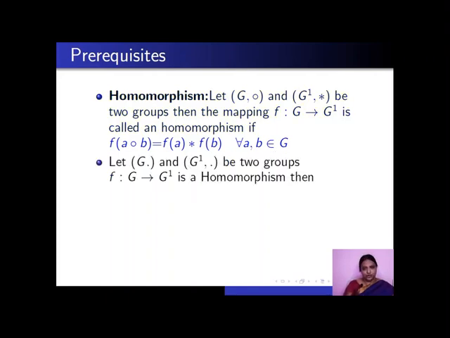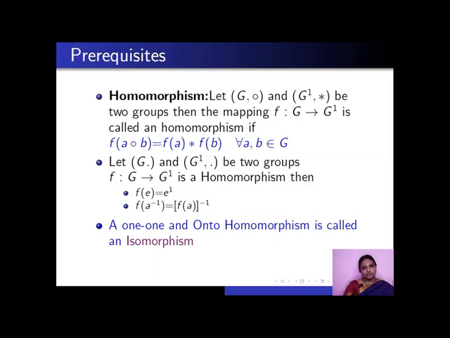Next, let us recall the properties of homomorphism. There are two properties. The first one is F of E is equal to E dash. That means the image of the identity element in G is equal to the identity element in G dash. And the second property is F of A inverse is equal to F of A whole inverse. The image of A inverse is equal to the inverse of the image of A. Here E and E dash are the identity elements in G and G dash respectively. So these two are the properties.